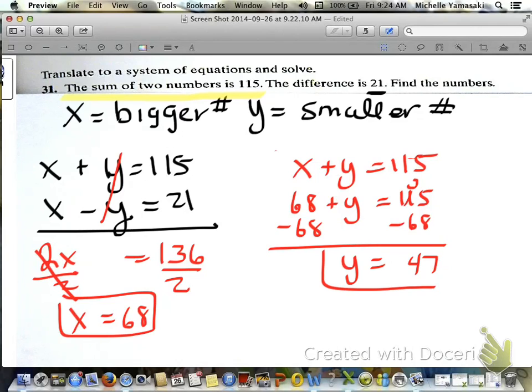Is that right? And so, find the numbers. The numbers are 47 and 68. Is that wrong? Huh? It doesn't matter. Why? Why does this not matter? Why does it matter in this case that X doesn't go first? Yes. It's not an ordered pair.